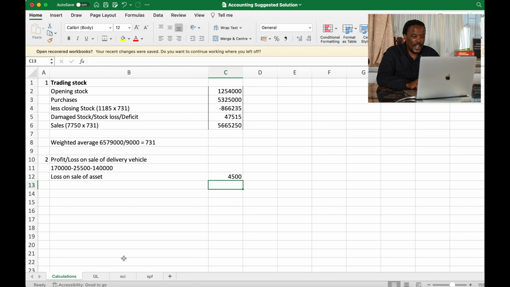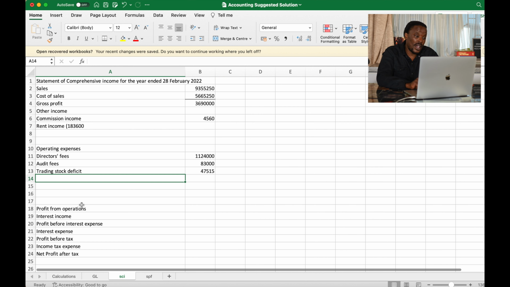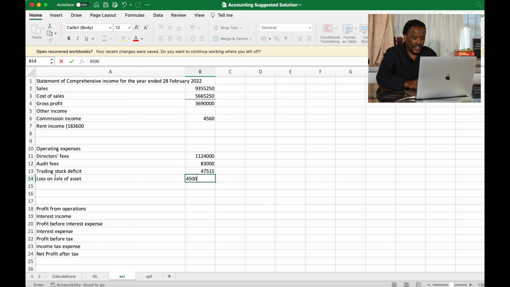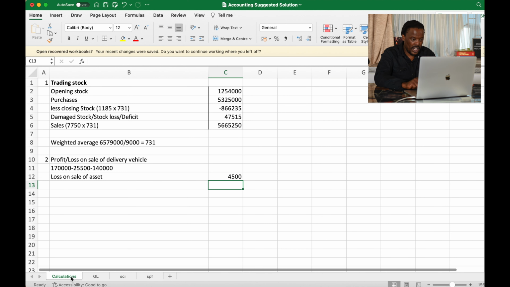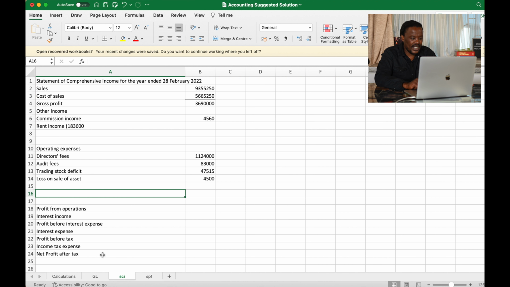And then you have your statement of comprehensive income, where under the operating expenses you have another operating expense which is not given, but you had to calculate it, which is loss on sale of asset, and they can give you about 3 marks for this, which is 4,500. And then you're done with that transaction. Let's look at the next transaction.